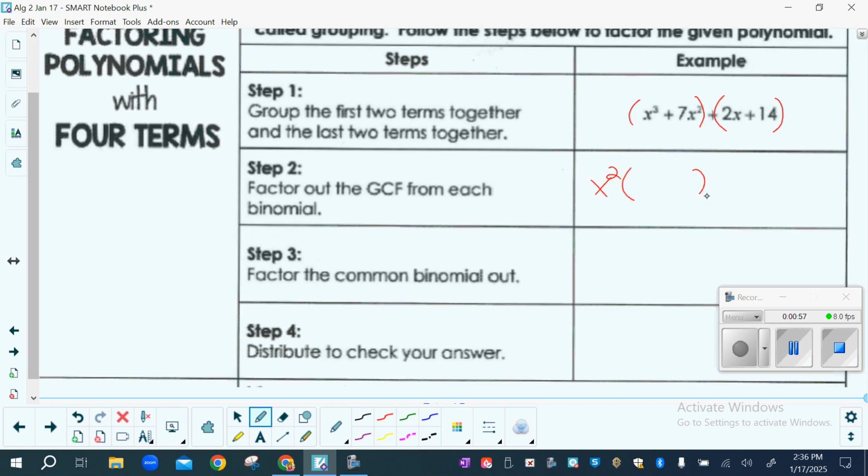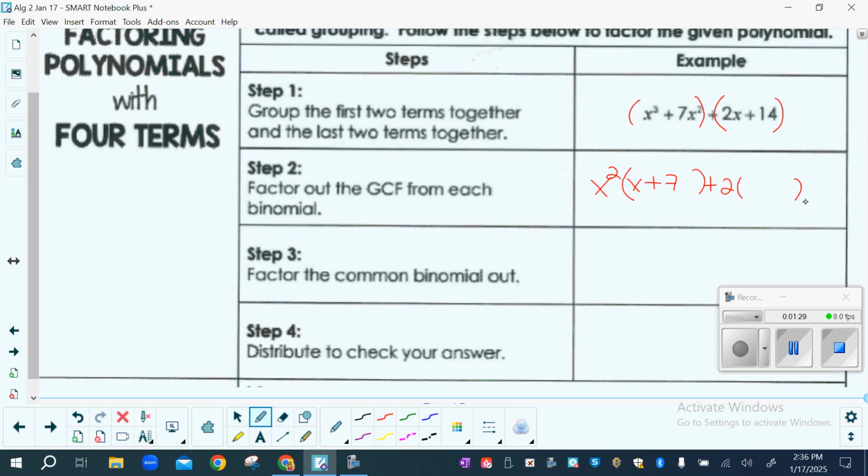And then look, what do we have left when we factor out the x squared? So I'm going to ask for a hand, please, because I don't want just somebody to yell it out. Thank you, Cohen. Yes. X plus 7. Yes. And now in the second one, a hand, please. What's my greatest common factor in that second one? Henry? 2. And what do you get, Henry, when you factor out the 2? X plus 7.